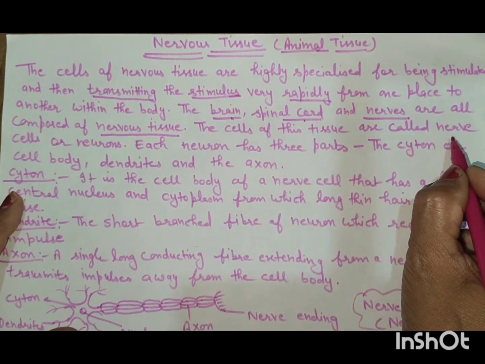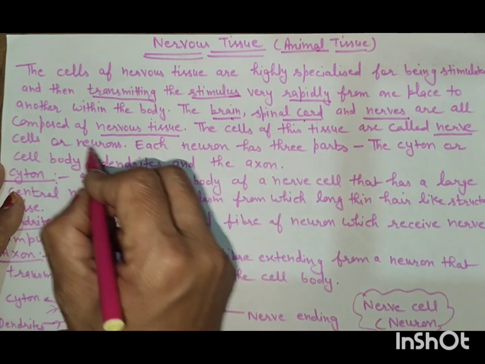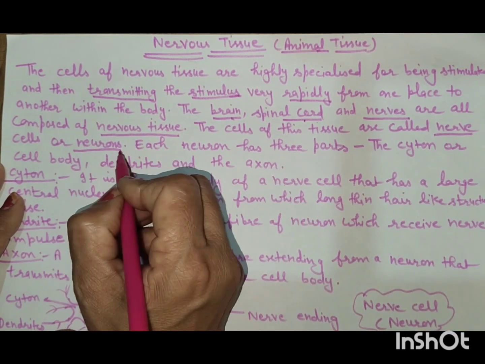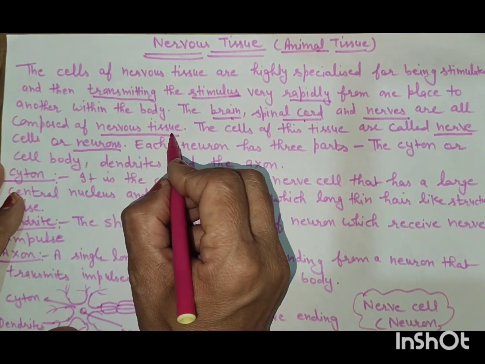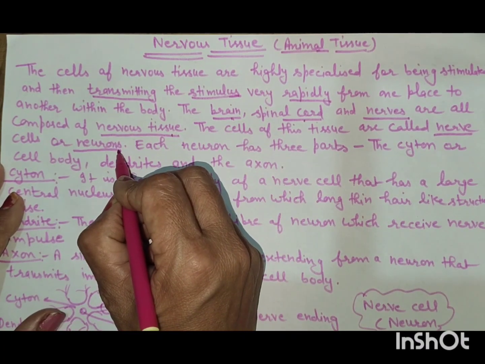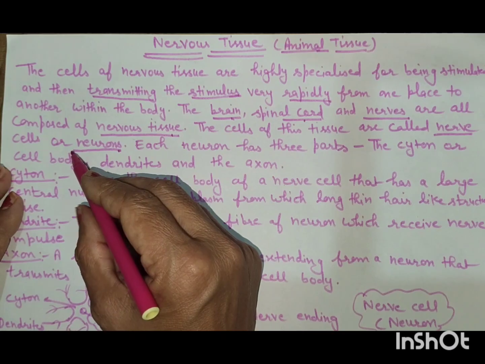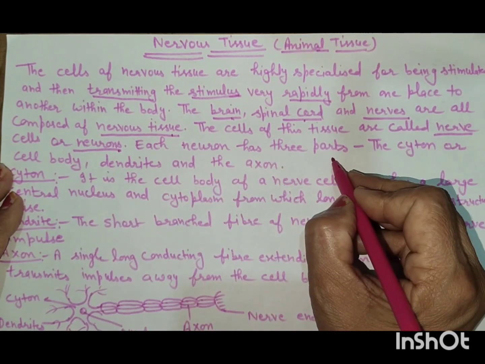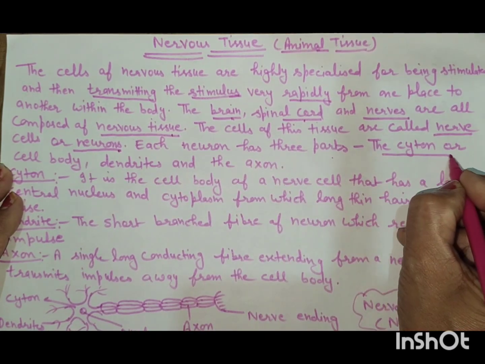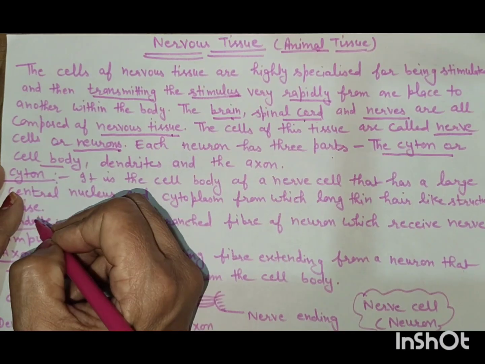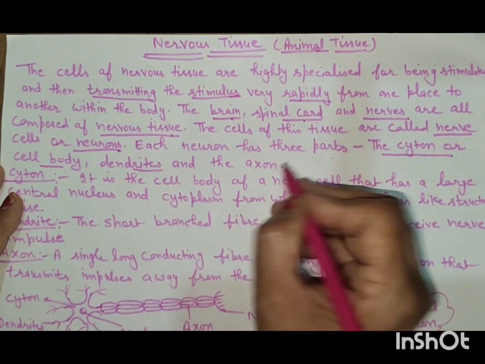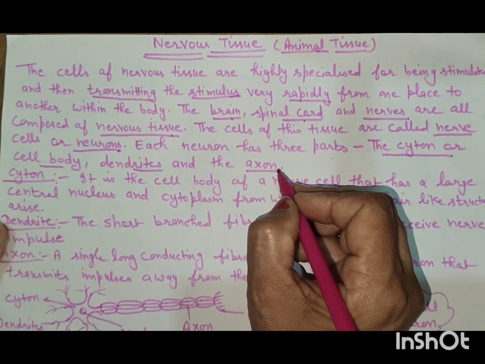The cells of the tissue are called nerve cells or neurons. The functional and structural unit of nervous tissue is the neuron. Neurons are the nerve cells. Each neuron has three parts. First is the cyton or cell body. Second is the dendrite and third is the axon.